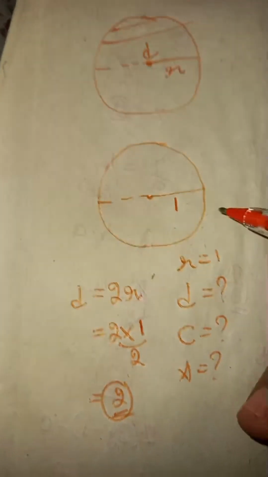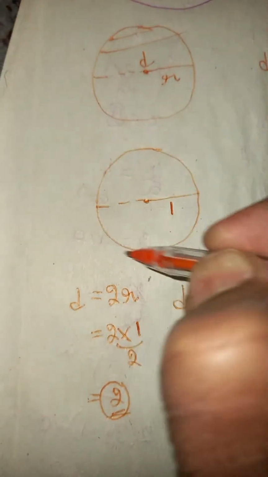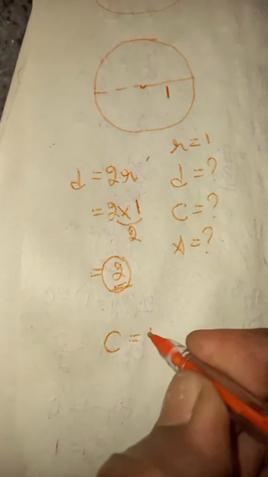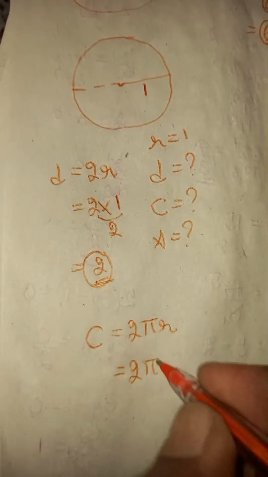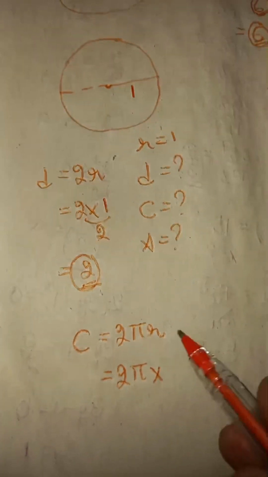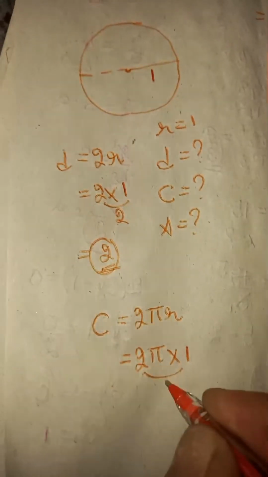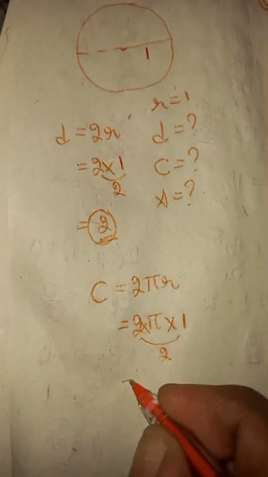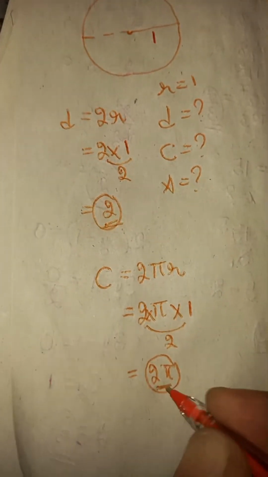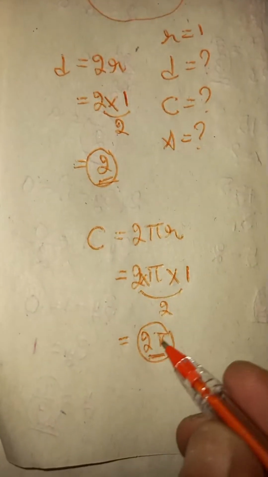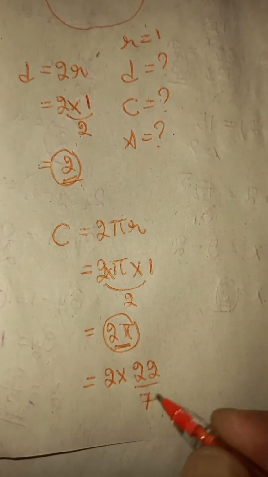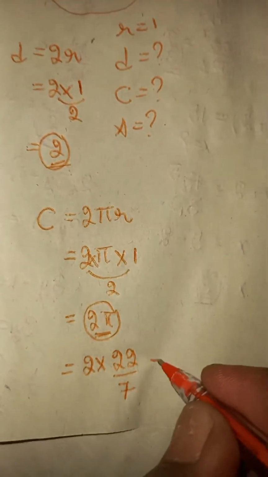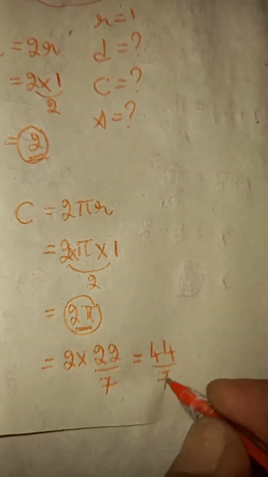Now let's find the circumference. Circumference means this complete length of the boundary, which you can take as 2 pi r. Now you can write it as 2 pi times this radius, which is 1 unit. Now 2 times 1 is 2, so you can write it as 2 pi units. 2 pi units you can again expand. The pi value is 22 by 7, so it is 2 times 22 by 7. 2 times 22 is 44, so it becomes 44 by 7.